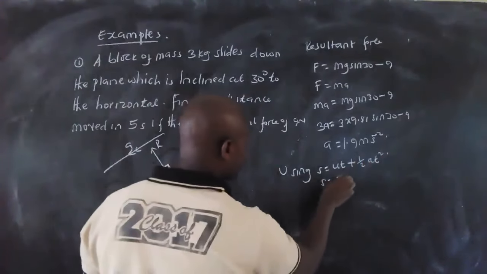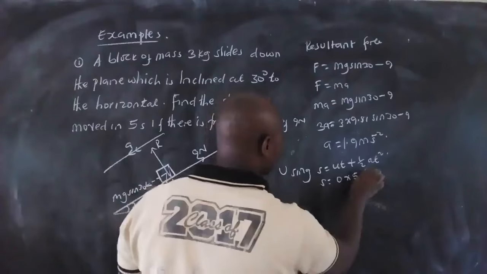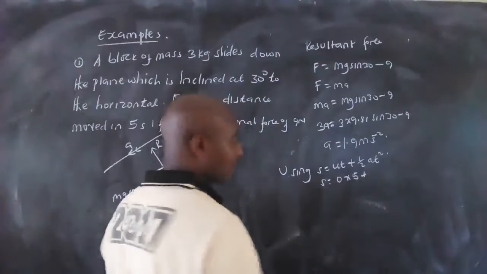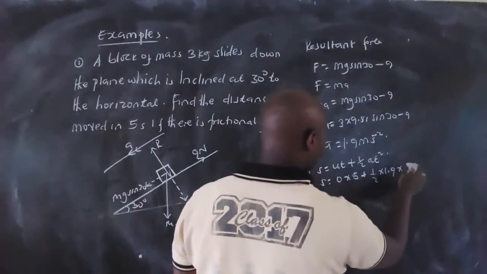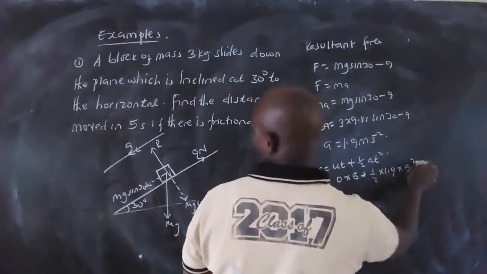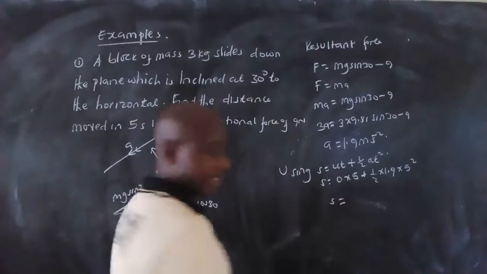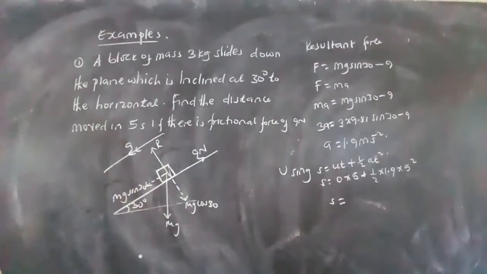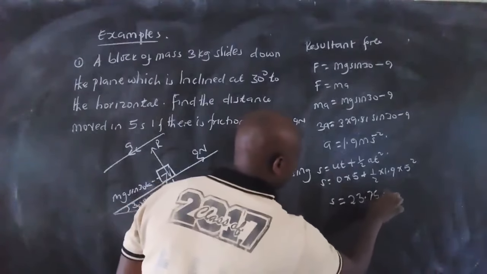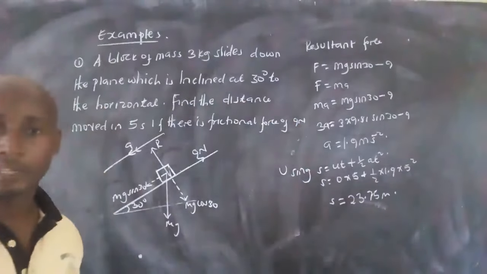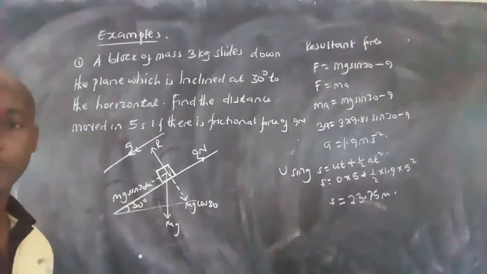So S will become 0 times 5 seconds plus, because it was initially at rest, a half times 1.989 times 5 squared. So what will be our distance moved? The distance moved will become 23.75 meters. Okay, so that's the distance covered.